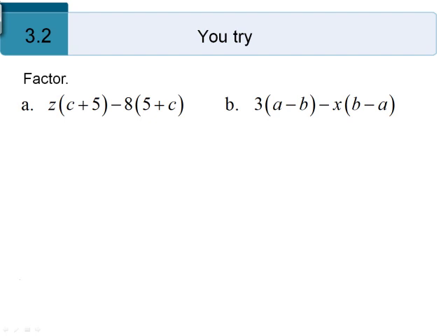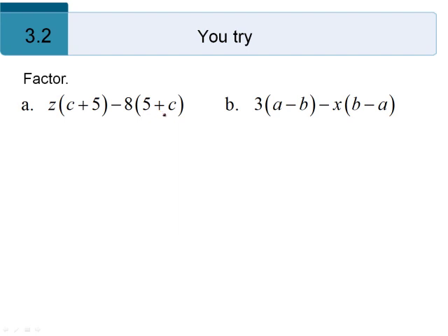So let's get started. Letter A deals with factoring by grouping. That's what this whole section is about. And the first two problems here have already been halfway done for you. In other words, they've already factored out a common factor. Like in the first one, they factored out the z and the -8. And so what's left was the c plus 5 and 5 plus c.